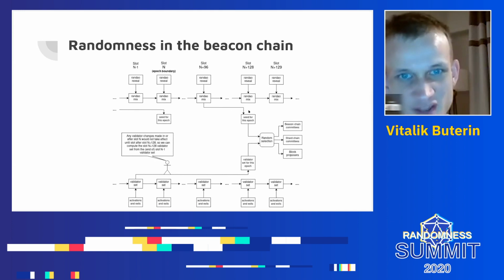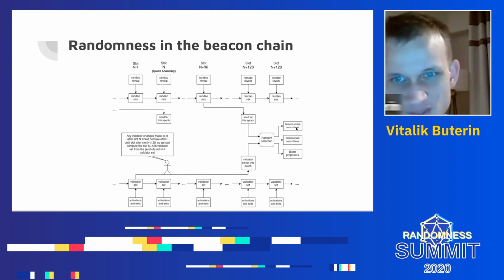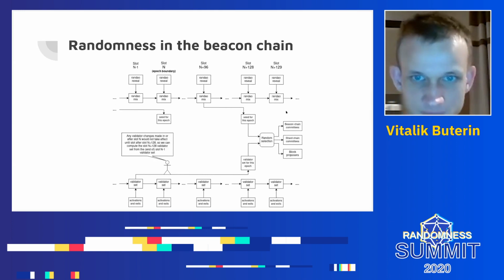So this is the status quo, right? It's basically just a RANDAO where the output of that RANDAO goes into generating a seed, and then that seed goes into random selection, and then you combine that with the validator set, and you sample block proposers, and you sample all of these committees.